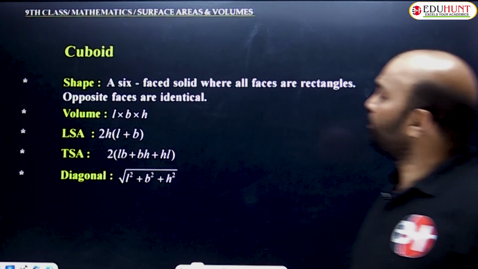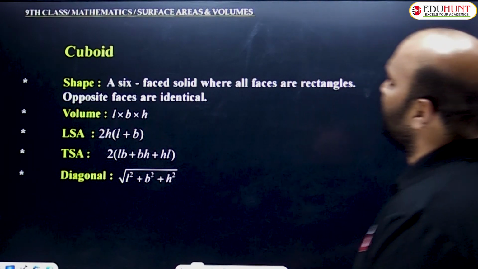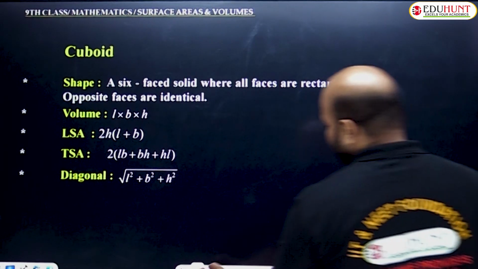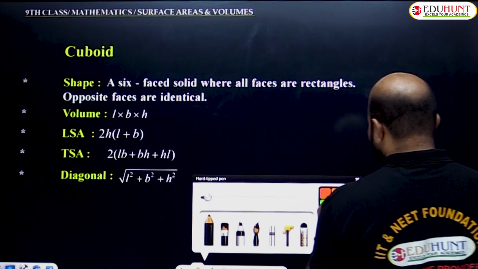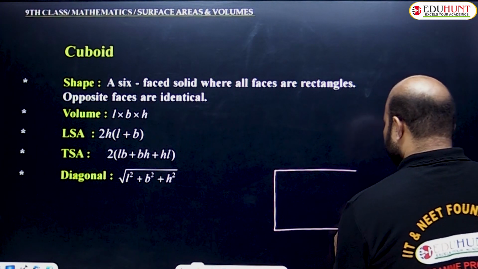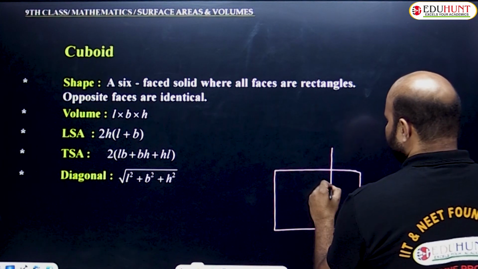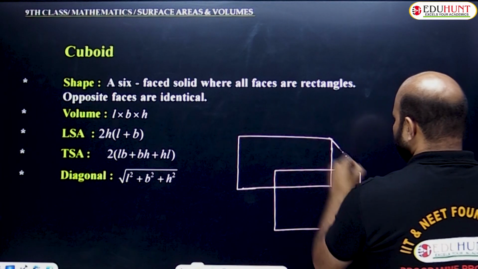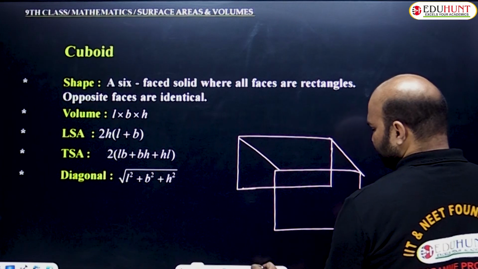Let us go to the cuboid. What is a cuboid? What is the main shape? It is a 6-faced solid where all faces are rectangles, and opposite faces are identical. So we need to understand clearly the difference between a square and a cube. This is a cube.